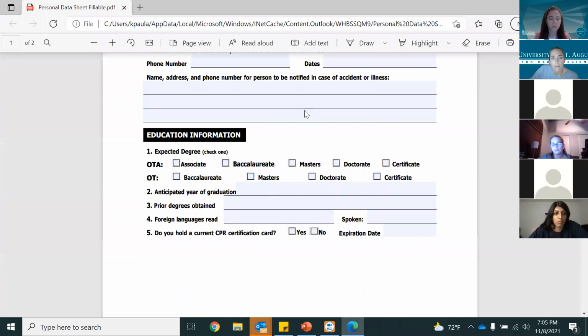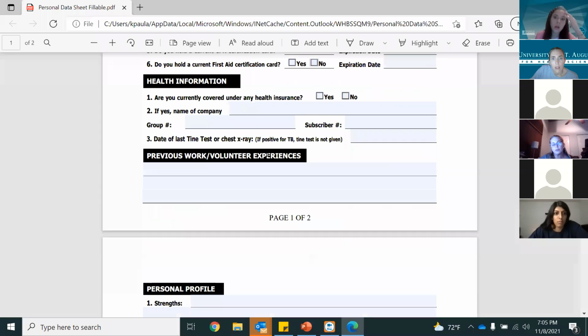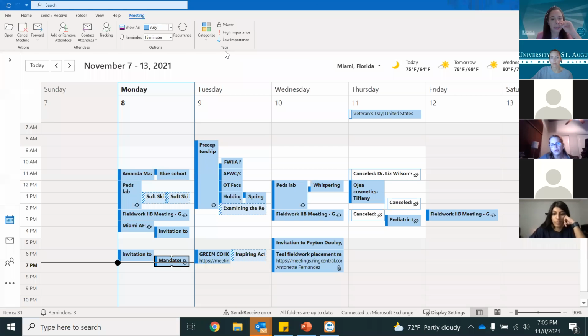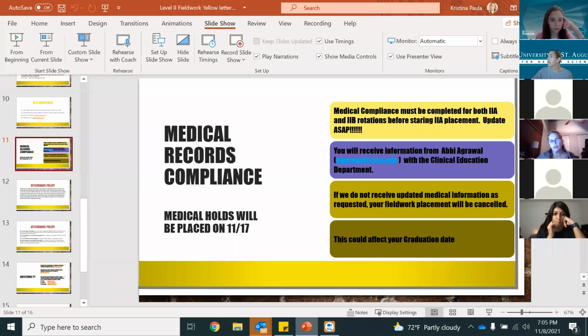or a chest X-ray. Okay, so it has to be PPD. So it has to be the tuberculosis test. Oh, yes, TB. It's a tuberculosis test. So some of you, if you cannot take the TB test under the skin, then you have to have a chest X-ray done.